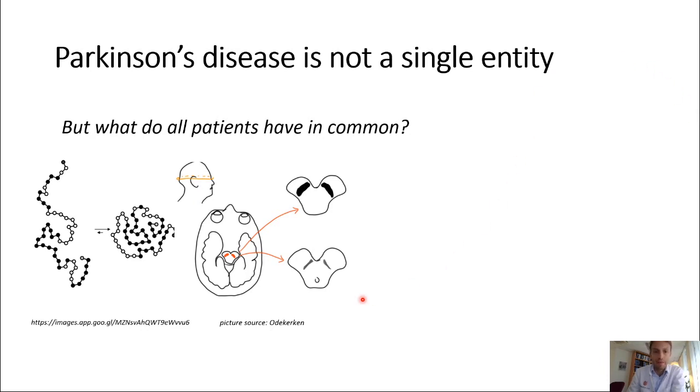If that cell death happens in the substantia nigra, which is depicted here in the mesencephalon as an actual cut of the brain, you get nigrostriatal degeneration. So the mesencephalic substantia nigra degenerates, projections up to the basal ganglia degenerate, and you get motor symptoms in Parkinson's disease.